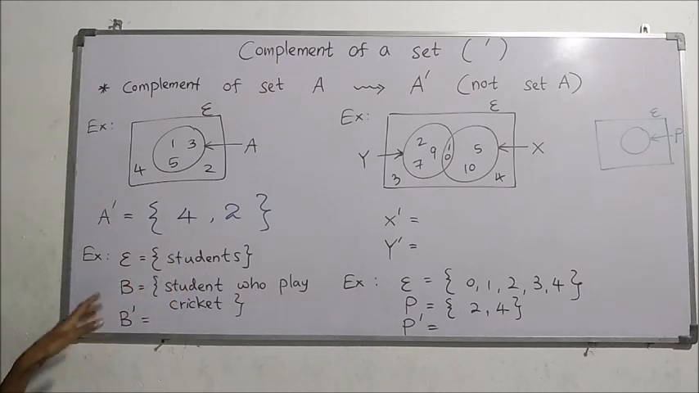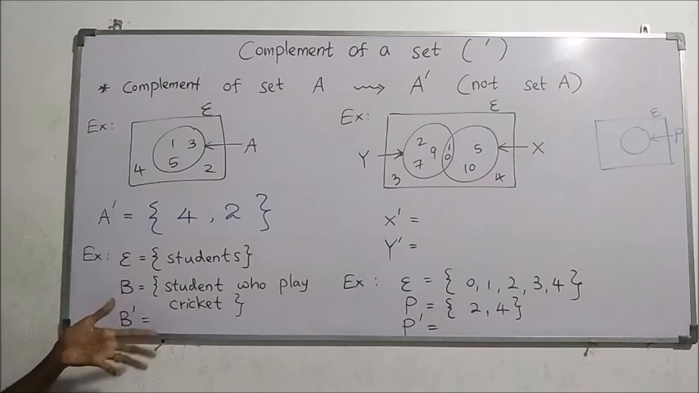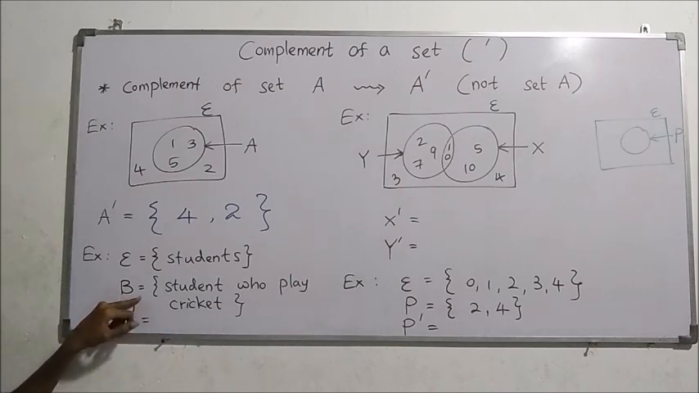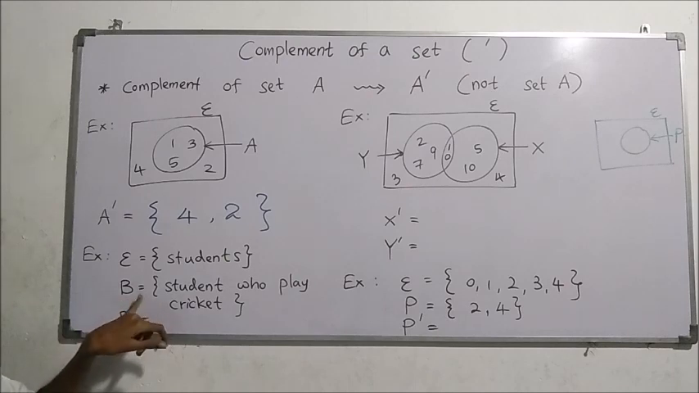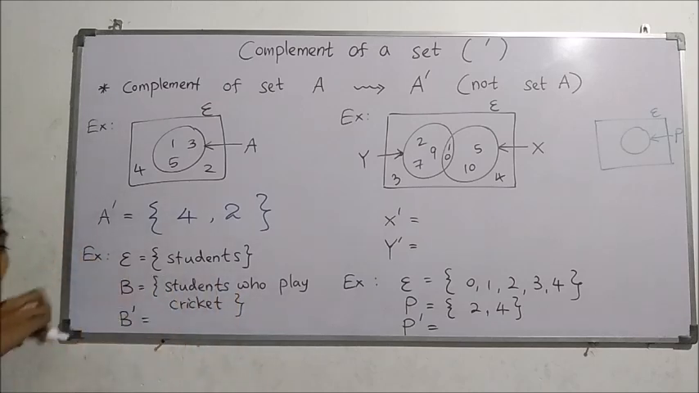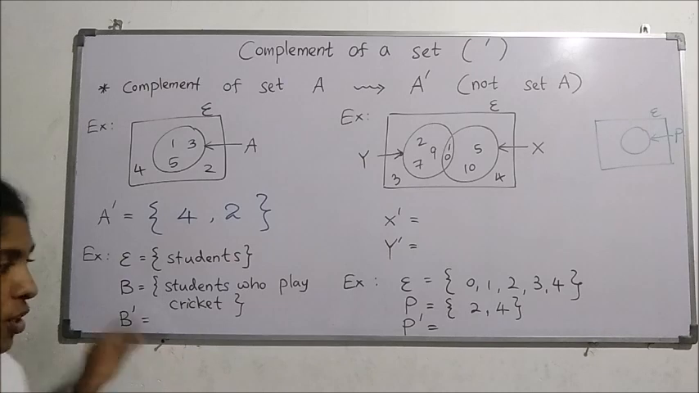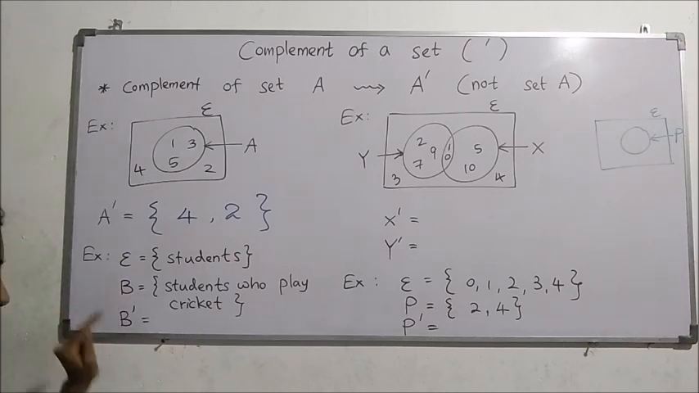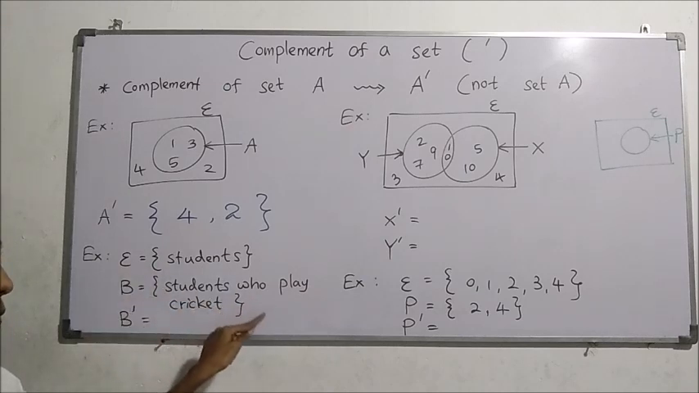Next, I have given you one example in words. The universal set represents students in a school, for example. And out of that, I have taken another set B. What is that? Students who play cricket. If it is so, what should B dash, not B, be? Complement of B means not B. That means students who do not play cricket.